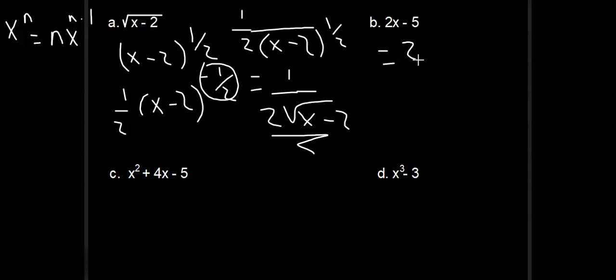And the derivative of 2x separately is 2. So this is how you figure out the answer when you get this type of form. So now let's go to the third one.